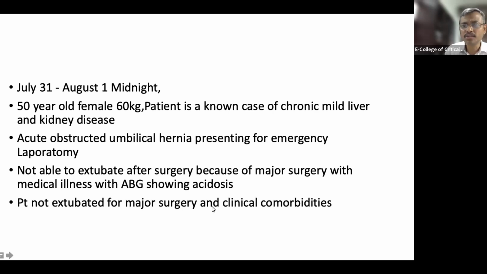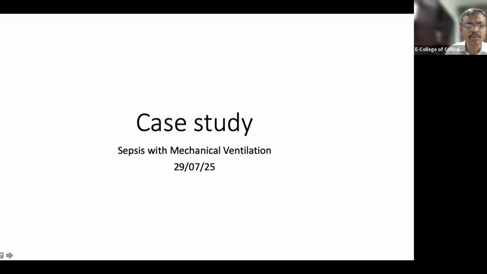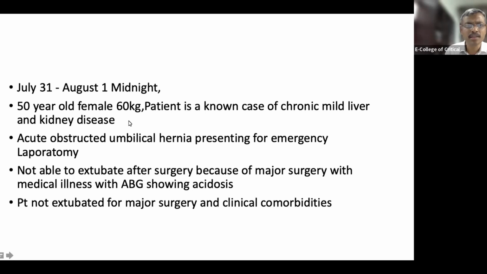Yeah, good evening. Today we're going to discuss, as many students wanted to know last time, mechanical ventilation with respect to sepsis, as well as how to manage the ventilator settings when there is especially metabolic acidosis. Dr. Sundaram actually managed one case in Chennai.